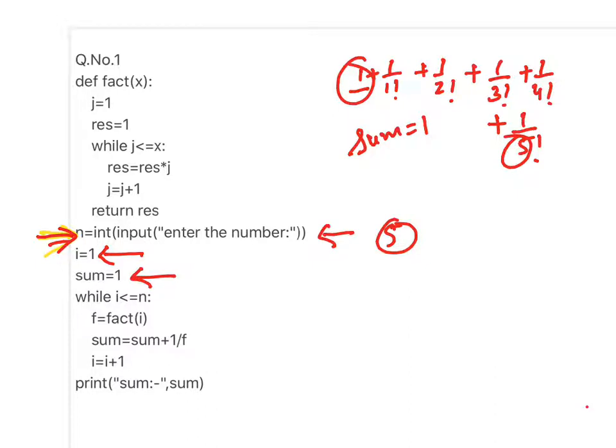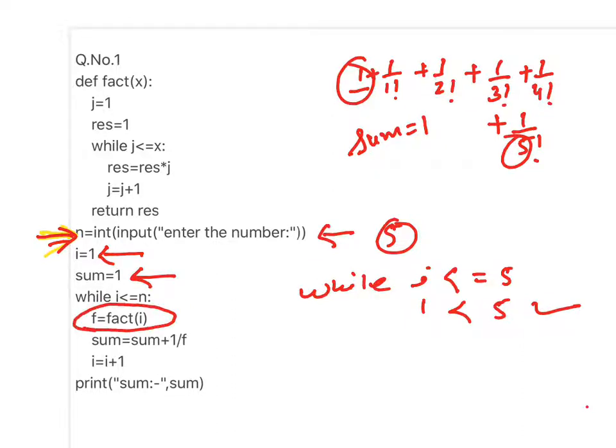Now the concept is here. The value of n we have given is 5. Now this loop will become while i less than equal to 5. So the first i is 1. So 1 is less than 5. Condition is true. It will come inside. Now f equal to, you focus on this step, f equal to fact of i.